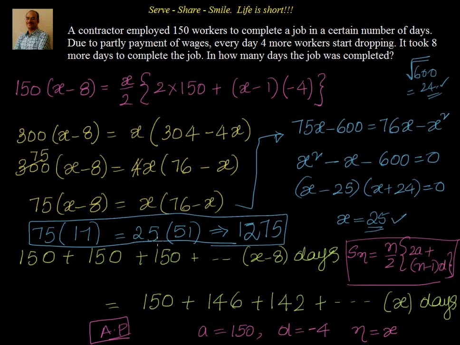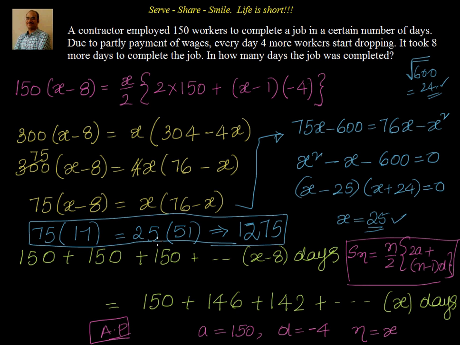Let me summarize this before we wind up. A contractor employed 150 workers to complete a job in a certain number of days. Due to partial payment of wages every day, 4 more workers started dropping out. It took 8 more days to complete the job. In how many days was the job completed? We started by saying, let us say it took x days to complete the job. So the planned execution time was x − 8 days, and as per the plan, every day 150 workers should report to work for x − 8 days so that they can finish the job.